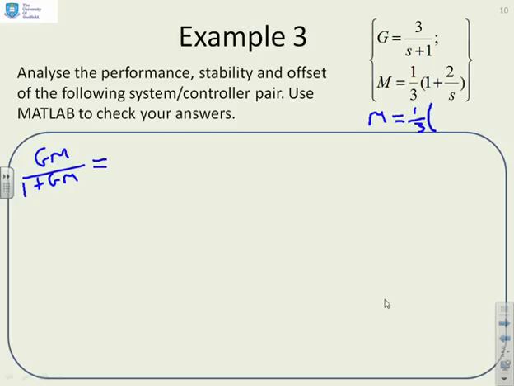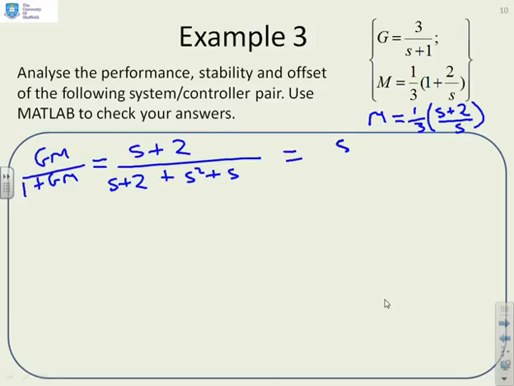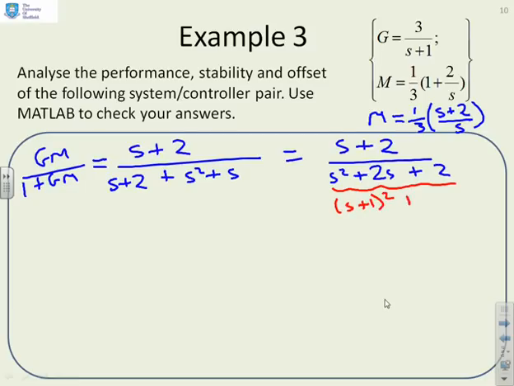I can write that as a third into S plus 2 over S. I'm going to write it like that. It makes life a bit easier. So what I've now got is GM over 1 plus GM is going to be S plus 2 over S plus 2 plus S squared plus S, which can be written as S plus 2 over S squared plus 2S plus 2, and you'll probably spot straight away that this can be written as S plus 1 squared plus 1 squared, and therefore it's under-damped. So you'll expect a little bit of oscillation, but not a lot, because it's not a lot under-damped.